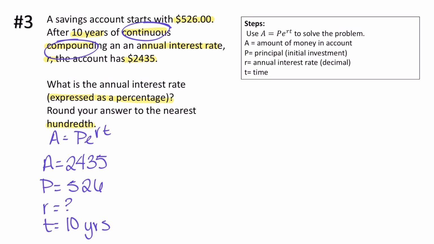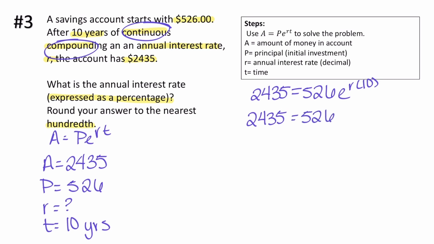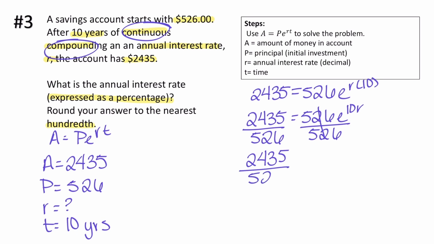So now let's plug everything we have into this formula, and we have 2435 equals 526, and then times e to the r times 10. Okay, so that means 2435 equals 526 e to the 10r. So now we need to solve this equation, so we're going to go ahead and divide both sides by 526. So when we divide both sides by 526, we have 2435 over 526, and that equals e to the 10r.